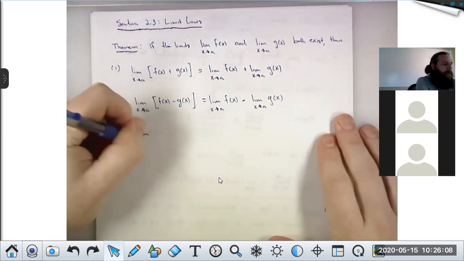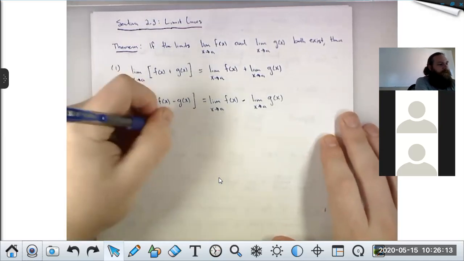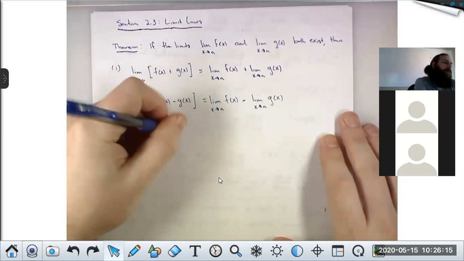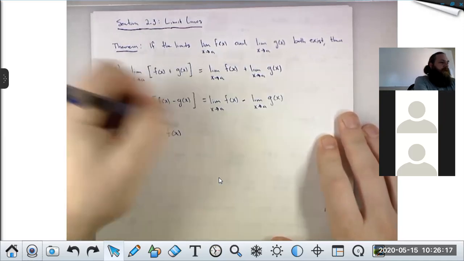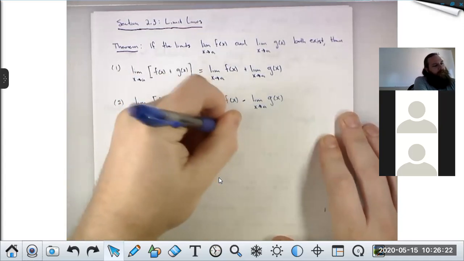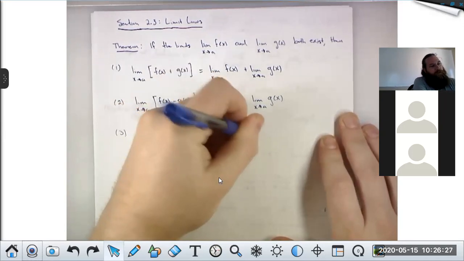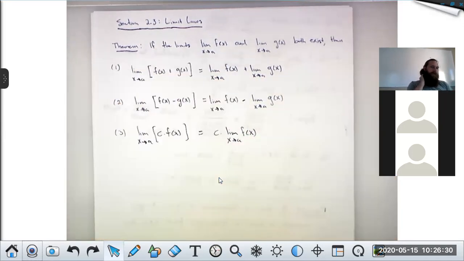The next has to do with multiplication by a constant. So if c is a constant, and you want to take the limit of c times f of x, that's the same as c times the limit as x goes to a of f of x. And these three together tell us that the limit operator is what's called a linear operator. You can split up over sums and you can pop out constants. Linear operators turn out to be hugely important. The limit operator is even nicer though.